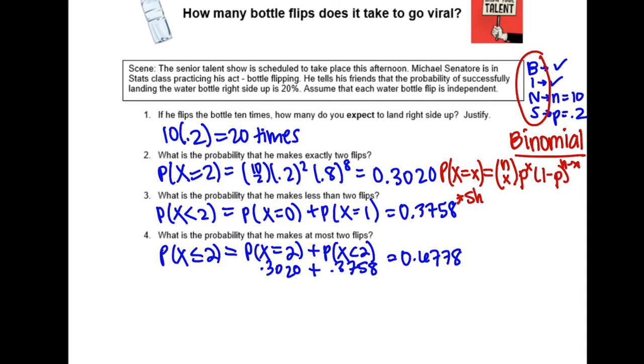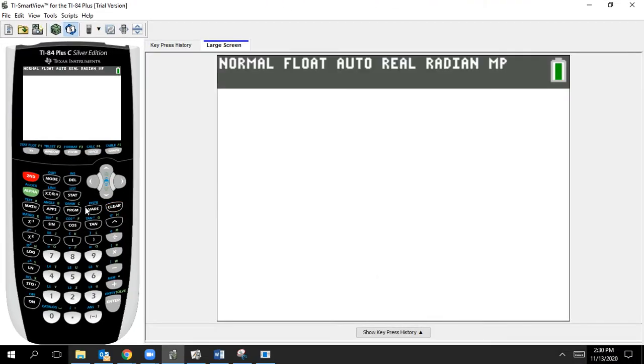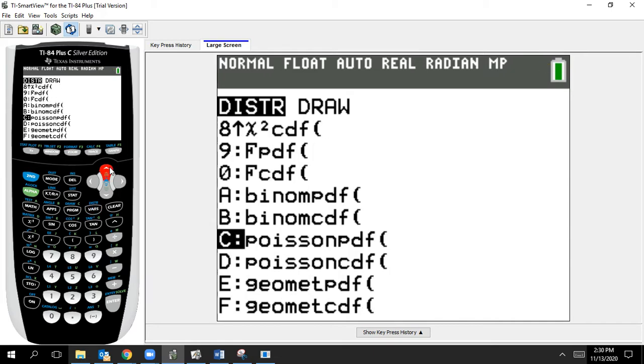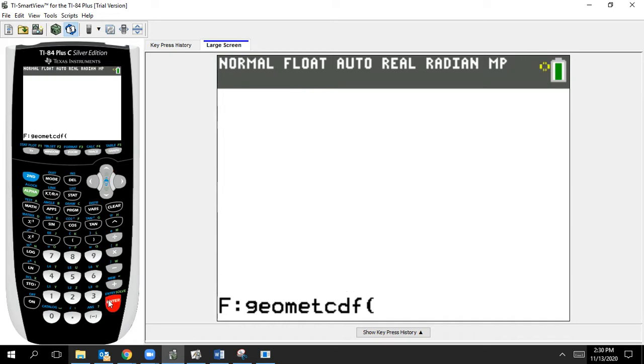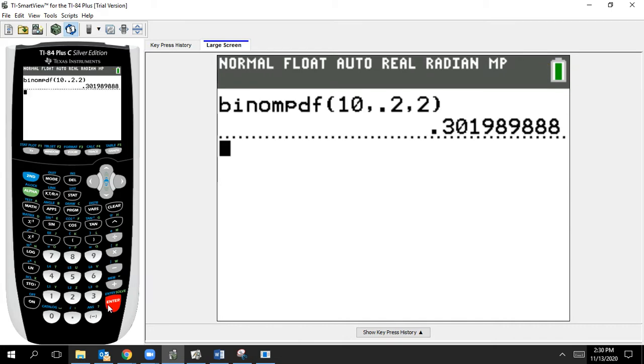You always need to show work with the formula, but I do want to remind you how to use the calculator. So I have that pulled up and I will show you that. For this one, remember, you learned this before, but just in case you forgot, second vars, and you can scroll up. We use binomPDF for equal signs. So we had 10 trials, probability of success 0.2, and our x value is 2. You can hit paste, and we get 0.302 for number 2.